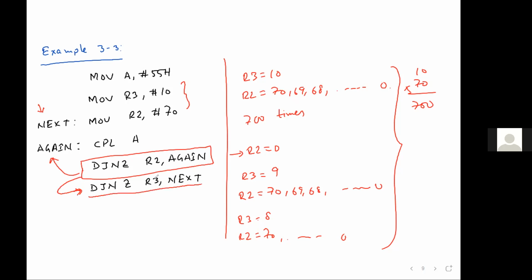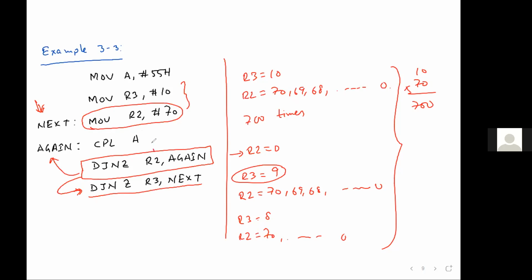So once R2 becomes 0, instead of going over there, you come to this line. Over here you will decrease R3, so now R3 becomes 9. After making R3 9, where do you jump? You jump to next, that means you are coming to this level. Over here, again you are loading R2 with 70, right? Then after that you will complement A.